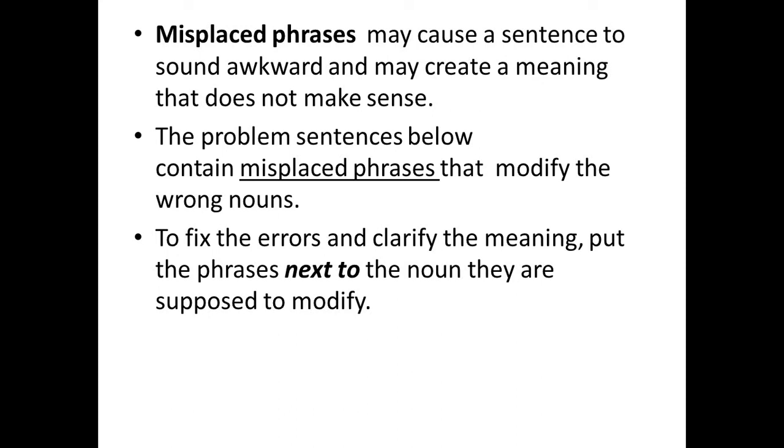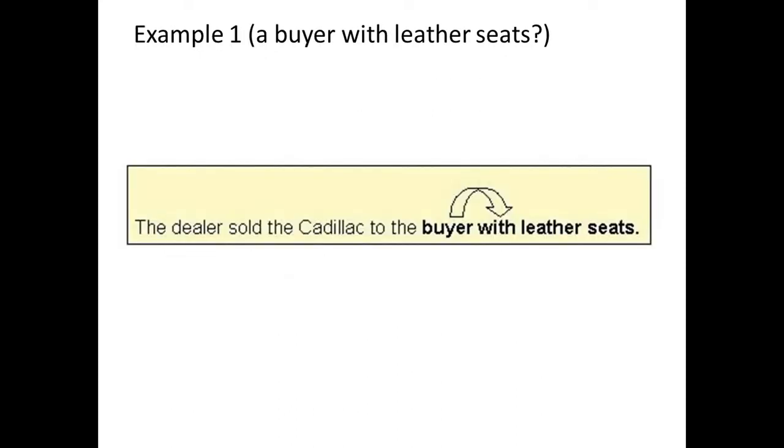The problem sentences below contain misplaced phrases that modify the wrong nouns. To fix the errors and clarify the meaning, put the phrases next to the noun they are supposed to modify. Example number 1, a buyer with leather seats. The dealer sold the Cadillac to the buyer with leather seats.